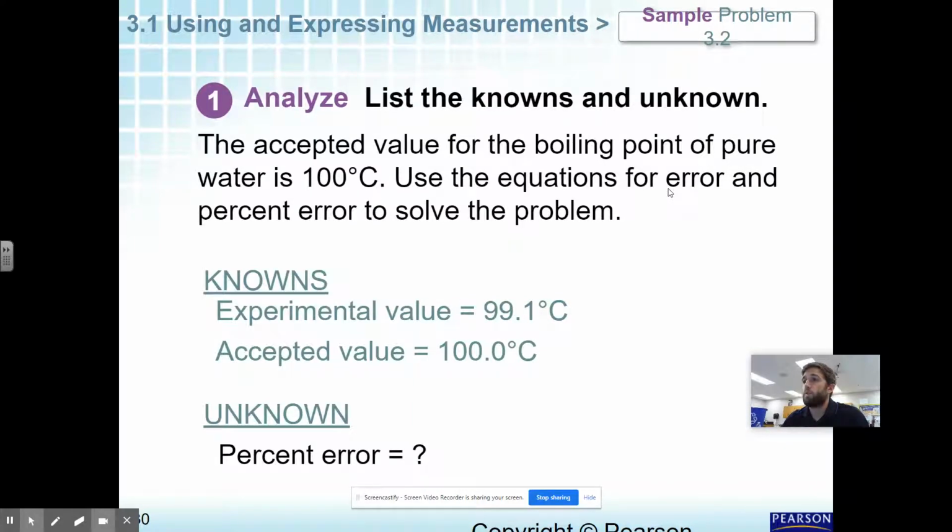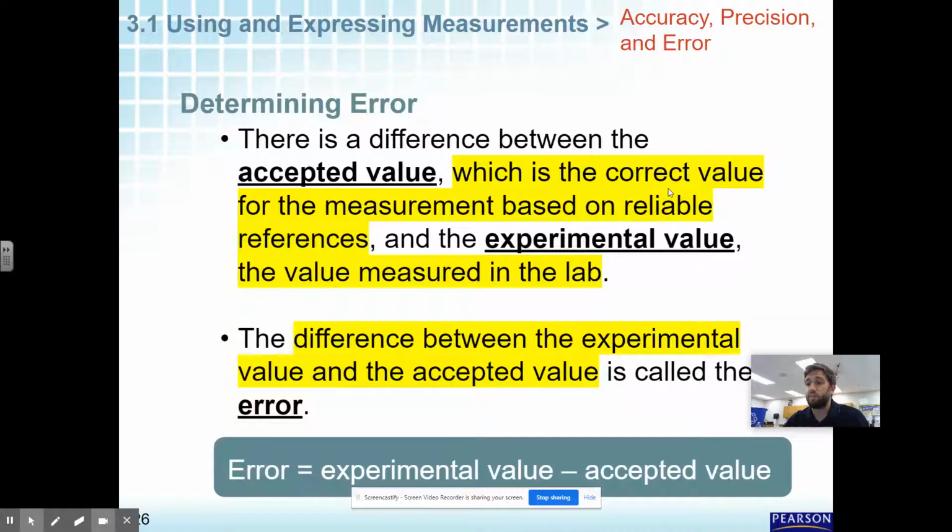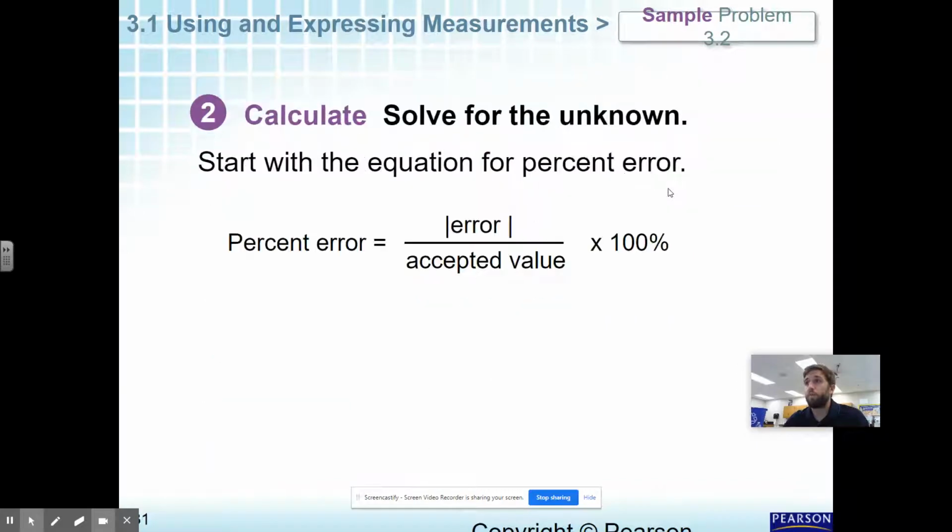So the experimental value, what was actually measured, is 99.1. The accepted value is 100 degrees Celsius. If you've never done percent error before, and I can't imagine you've not done it in math before, because at least when talking about standard deviation and things like that, I would expect you all to have done it. So the percent error is the absolute value of the error. If we go back and look at it, the error is experimental minus accepted value, over the accepted value times 100%.